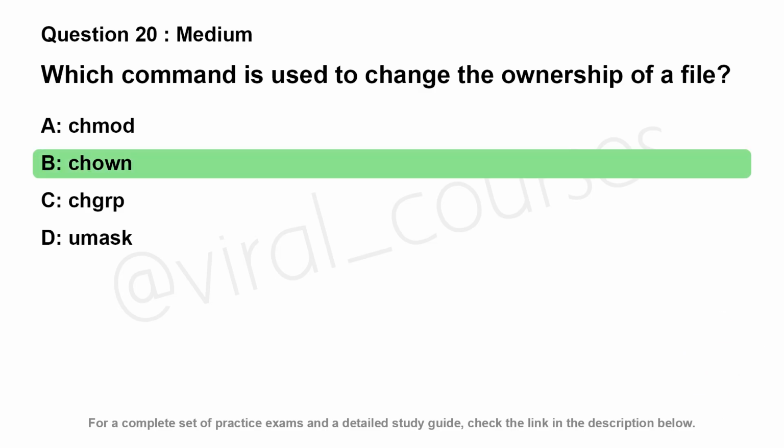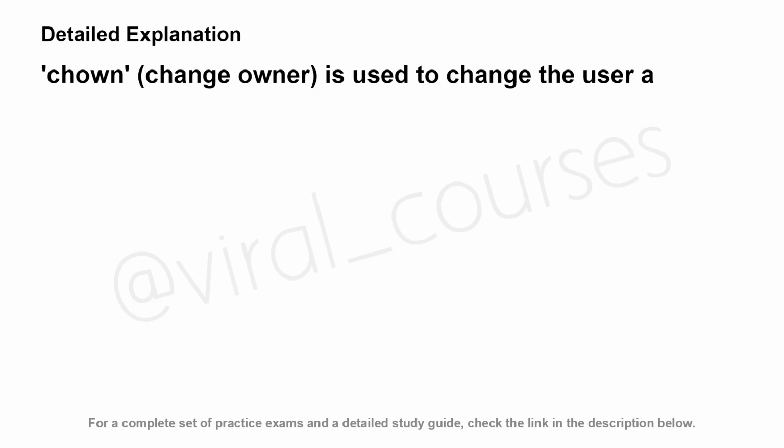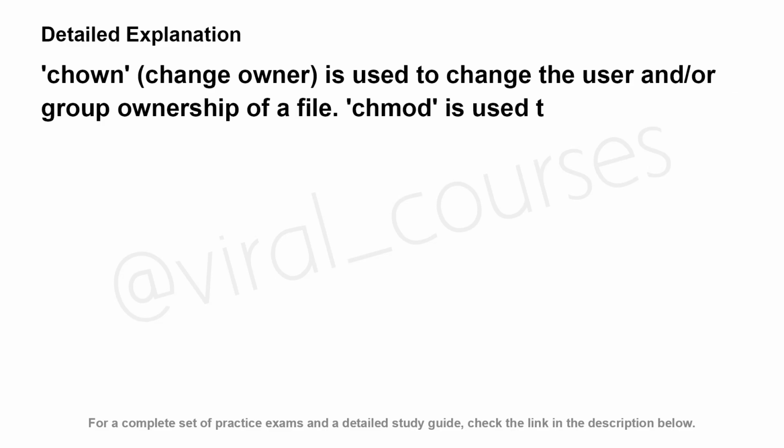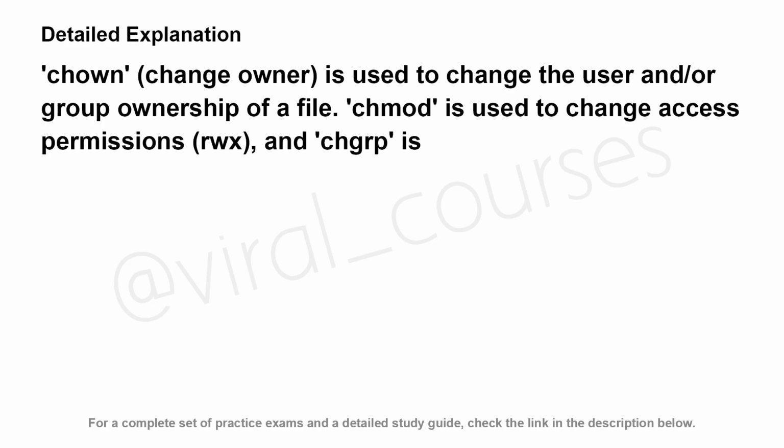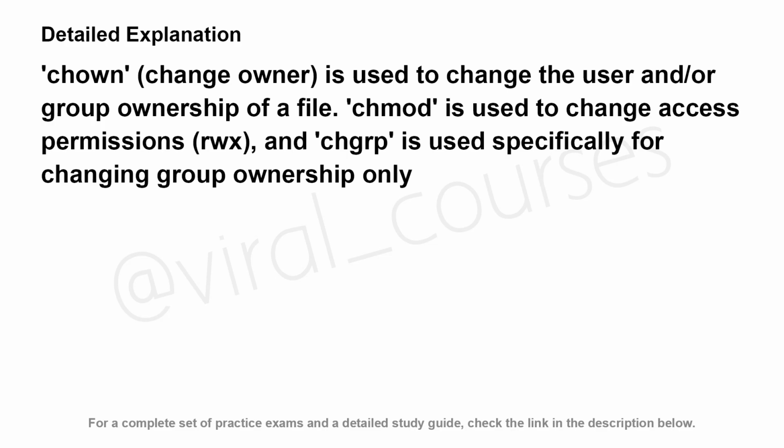The correct answer is B. chown. Change owner is used to change the user and/or group ownership of a file. chmod is used to change access permissions, rwx, and chgrp is used specifically for changing group ownership only.